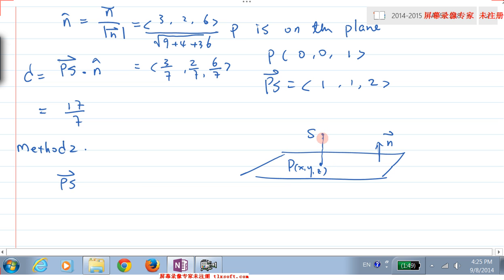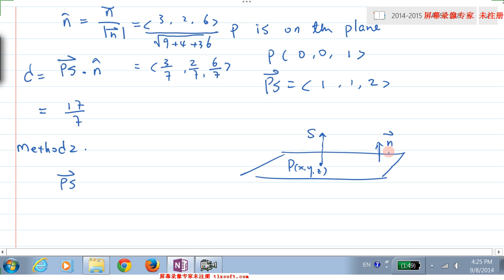In other words, if the point P gives you the shortest distance, SP is the shortest distance here. So this SP must be what? Perpendicular to the plane. This PS vector is going to be perpendicular to the plane, right?